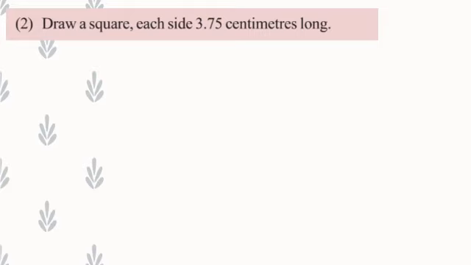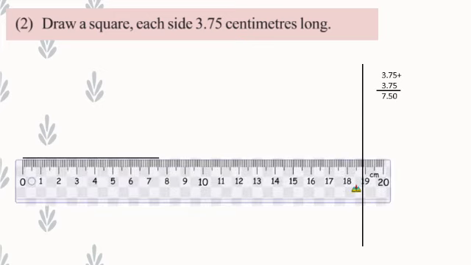Question number 2. Draw a square, each side 3.75 centimeters long. Okay, ready? See students, here it's very difficult to take an exact 3.75 centimeter length by using a ruler. So let us take double the length of 3.75 centimeters, that is 3.75 plus 3.75, that will get 7.5 centimeters. Right? Okay. Now let us draw a line with 7.5 centimeters length.